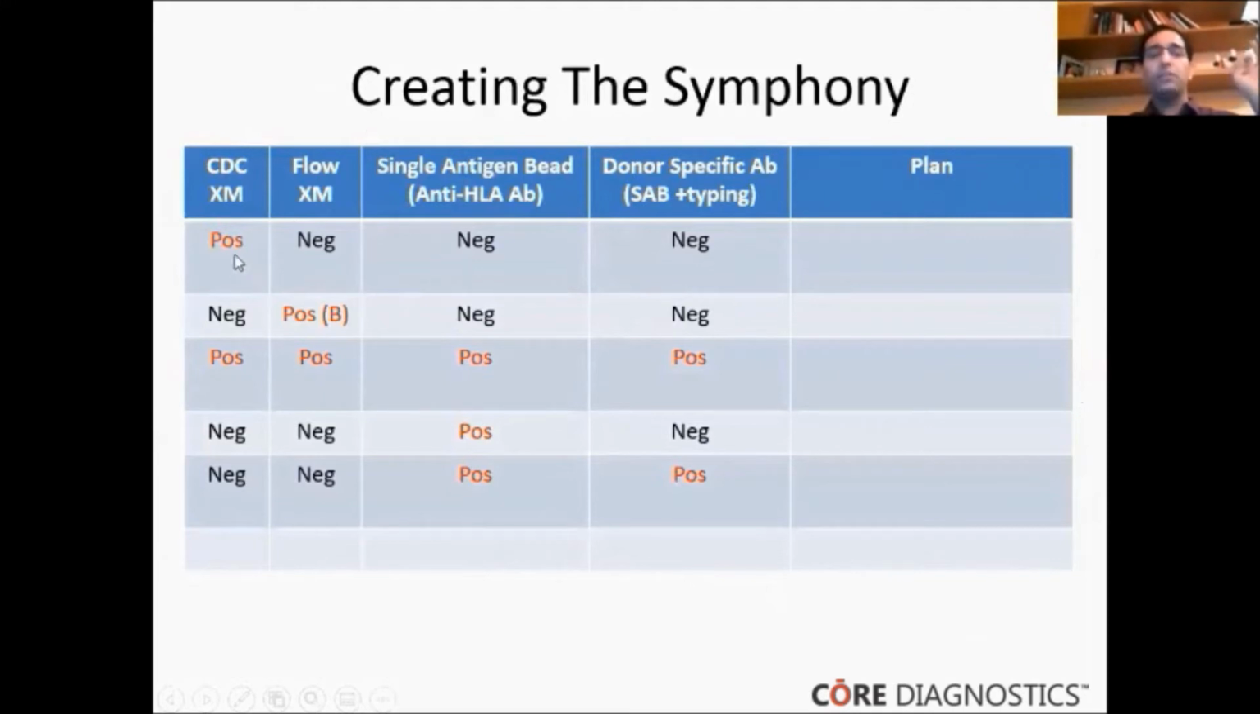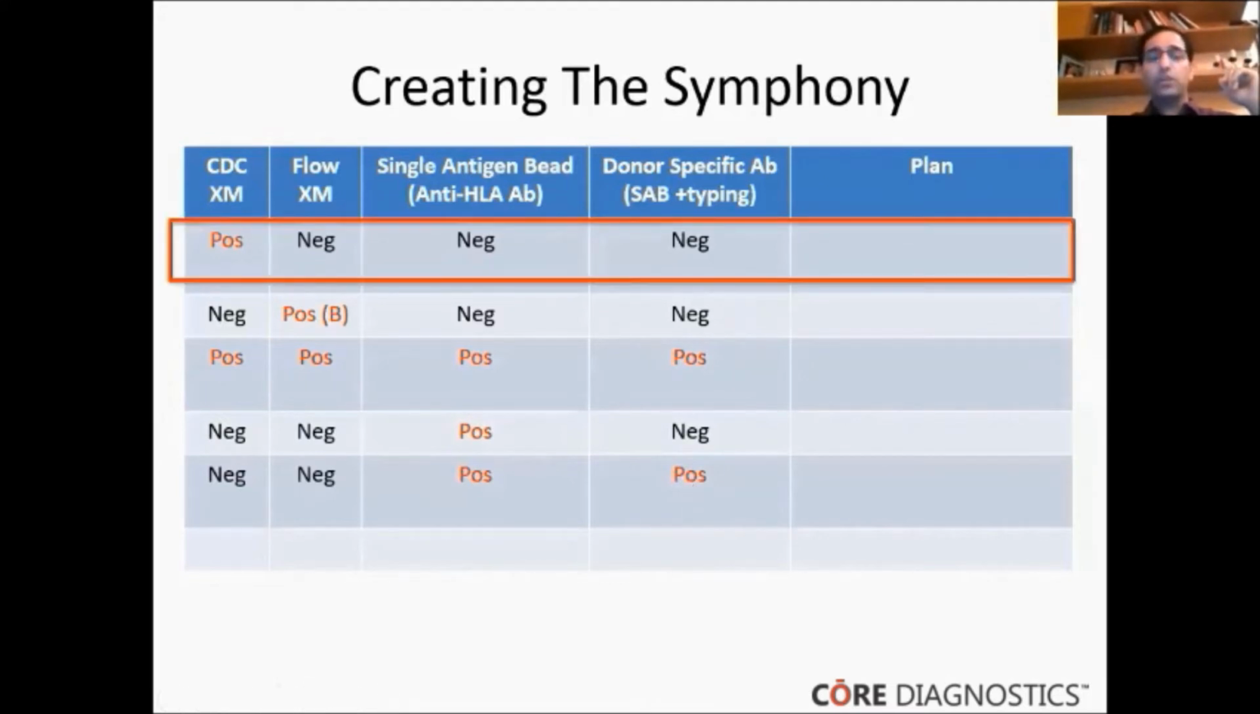So CDC can be positive, everything else negative. CDC negative, flow positive, everything else negative. Everything is positive. The single antigen bead is positive, but there is no donor specific antibody, or there is a single antigen bead with the donor specific antibody, but the crossmatches are negative. We'll talk about each of these cases one by one. So let's start with the top one.